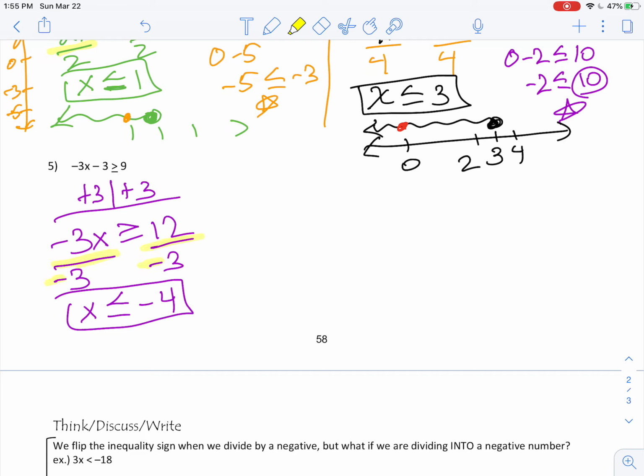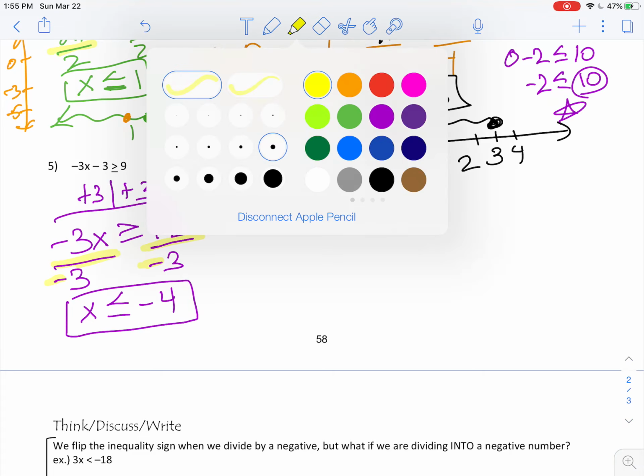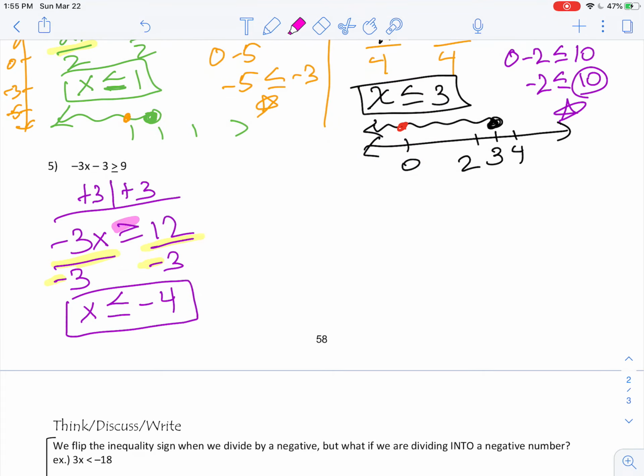Uh-oh. Don't get complacent. We divided by a negative. If you divide by a negative, that inequality sign has to change. The inequality sign goes from a greater than to a less than. Everybody changes the inequality sign. Let me point that out to you. Greater than or equal to, less than or equal to, because we divided by a negative sign. Everybody graphs it.